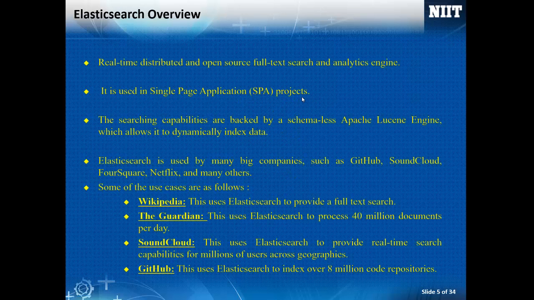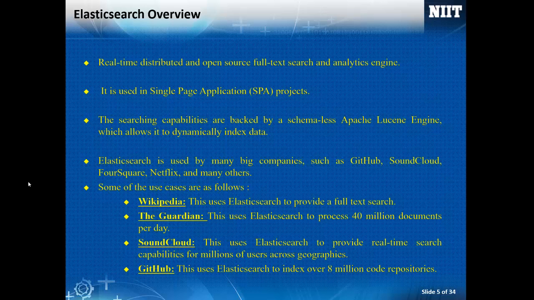Let's talk about Elasticsearch and let's have a look at the Elasticsearch overview. Elasticsearch is an Apache license-based search server. It was developed by Shay Banon and published in 2010. It is now maintained by Elasticsearch BV. Its latest version is 7.4. It's a real-time distributed open source full text search and analytic engine. It is used in single page application projects, as I have already discussed. The searching capabilities are backed by the schemaless Apache Lucene engine, which allows it to dynamically index data.